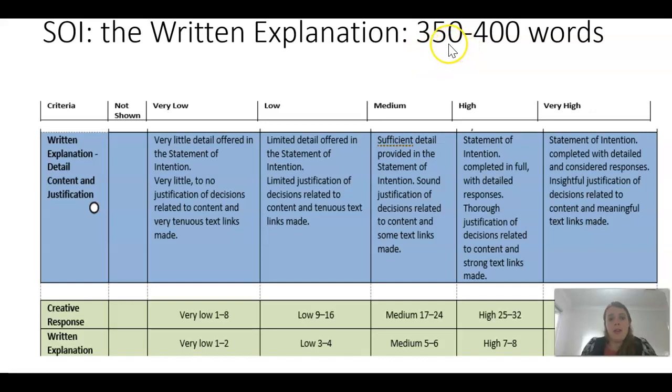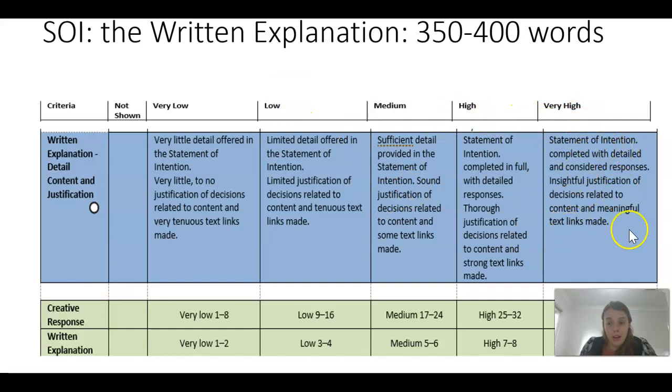A good one, you're looking at 350 to 400 words. Okay, so it's substantial. In order to score very high, you need to have a detailed and considered response. You need an insightful justification of decisions related to content and meaningful text links. If you're getting very low, you have very little detail. You've got little to no justification of decisions, and you've got tenuous text links. It means that they're shaky links to Of Mice and Men. I can't really see the connection.